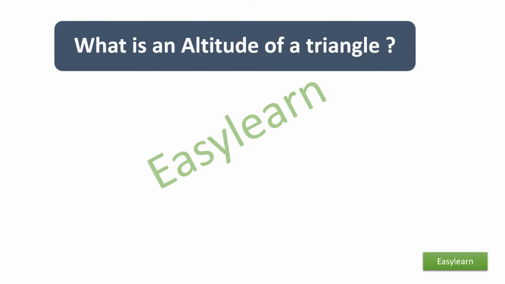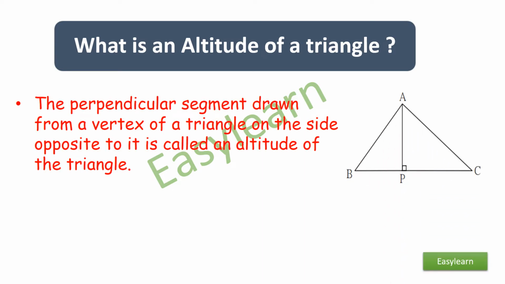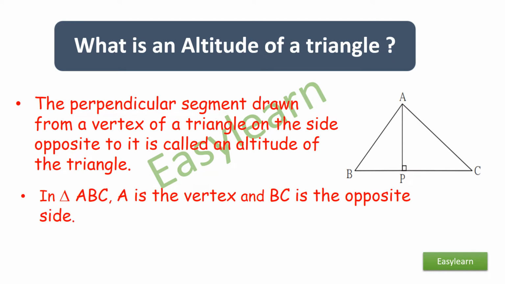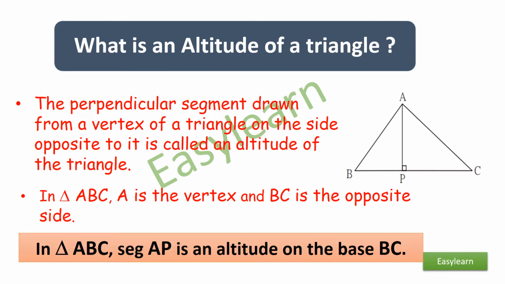What is an altitude of a triangle? Suppose this is a triangle. The perpendicular segment drawn from the vertex of a triangle on the side opposite to it is called an altitude of a triangle. Now in this figure, triangle ABC, suppose A is the vertex. From the vertex A, we have to draw a perpendicular line to its opposite side, that is BC. So the perpendicular is AP. Therefore, in triangle ABC, seg AP is an altitude on the base BC.